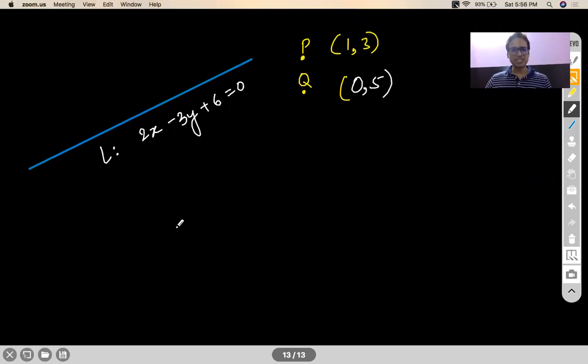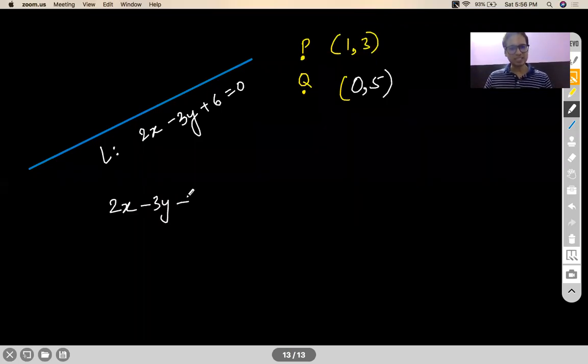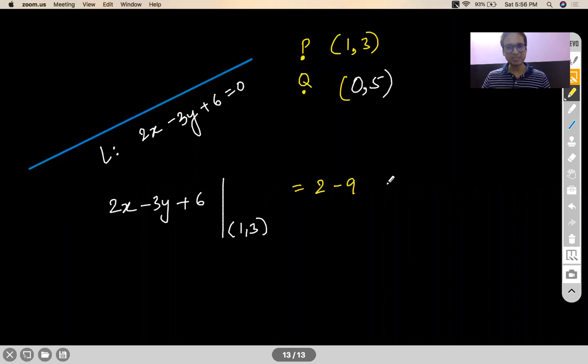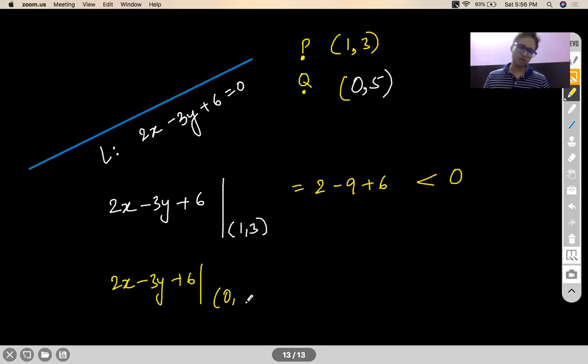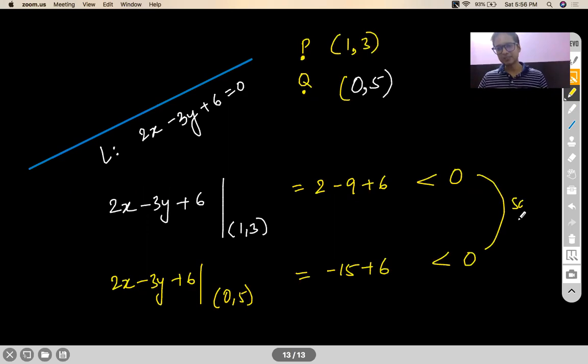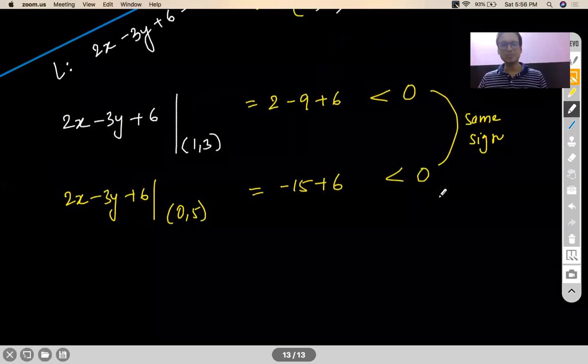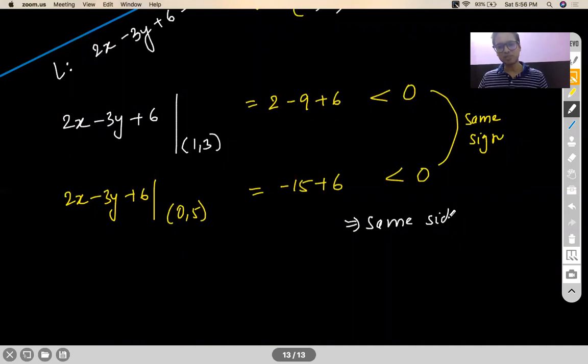Okay, so let's discuss. For 2x minus 3y plus 6, you need to substitute 1 comma 3 into this. When you do that, you get 2 minus 9 plus 6, which is a negative number. When you substitute 0 comma 5, it gives minus 15 plus 6, which is again negative. Both are negative, so they are of the same sign. It doesn't matter whether both are negative or both positive; they should be the same sign in order to lie on the same side. So this means they lie on the same side of the given line.